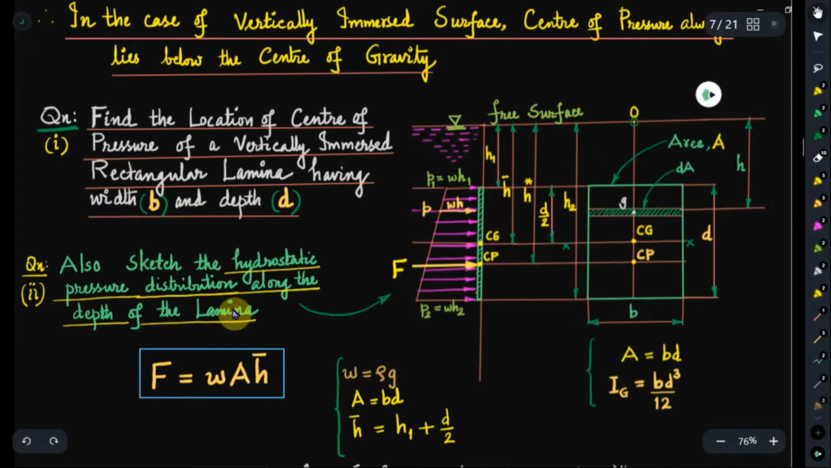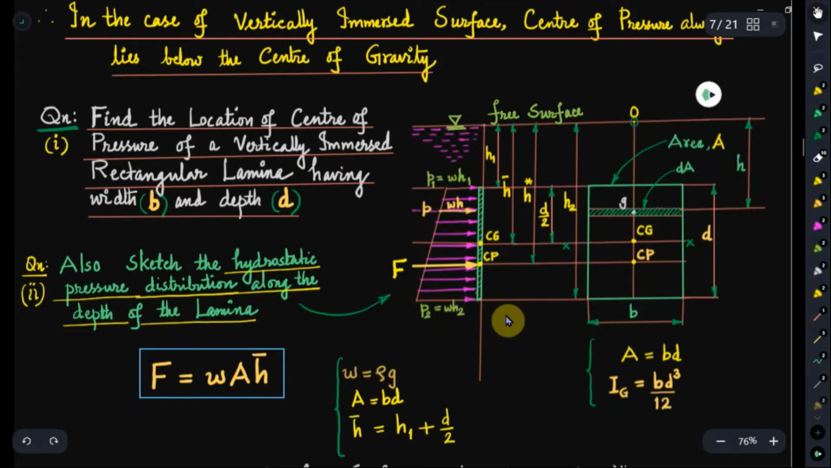In a question given in one of the examinations, you are asked to find the location of center of pressure for a vertically immersed rectangular lamina having width B and depth D. Also sketch the hydrostatic pressure distribution along the depth of the lamina. We are familiar with this diagram already. I have explained to you the type of uniformly varying load pattern in the case of the hydrostatic pressure distribution.